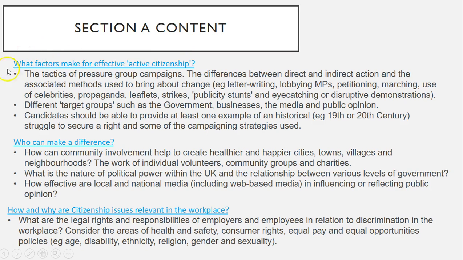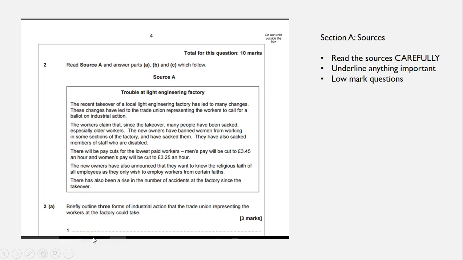Hopefully you notice that these three topics are the three titles of the A5 sheets that you've been revising. They can only ask you about these things in section A and nothing else. So make sure you know all of these parts inside out. The second part of section A is the sources section, where they present you with a source or sources and they'll ask you some questions about them. Read this very carefully. You can underline if you want to as you're going along important information.